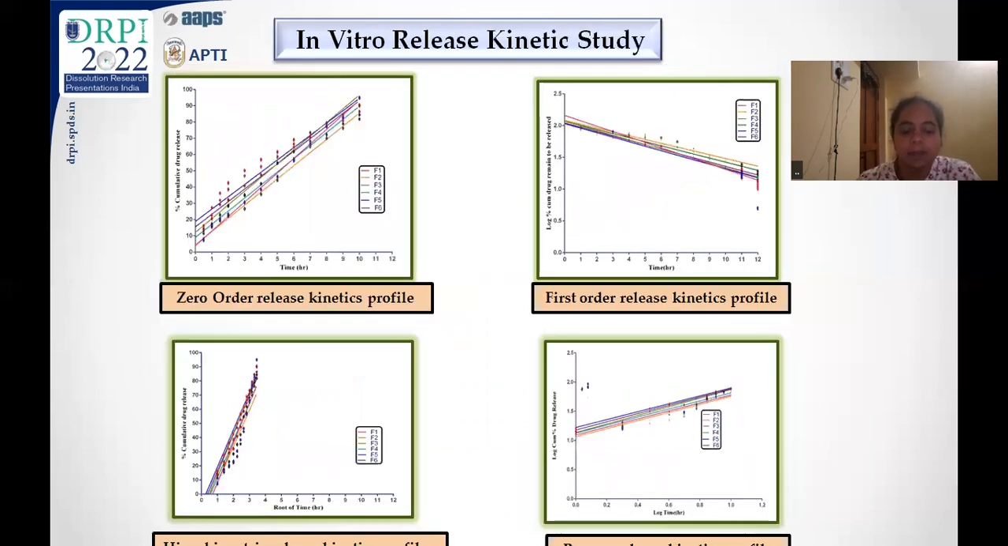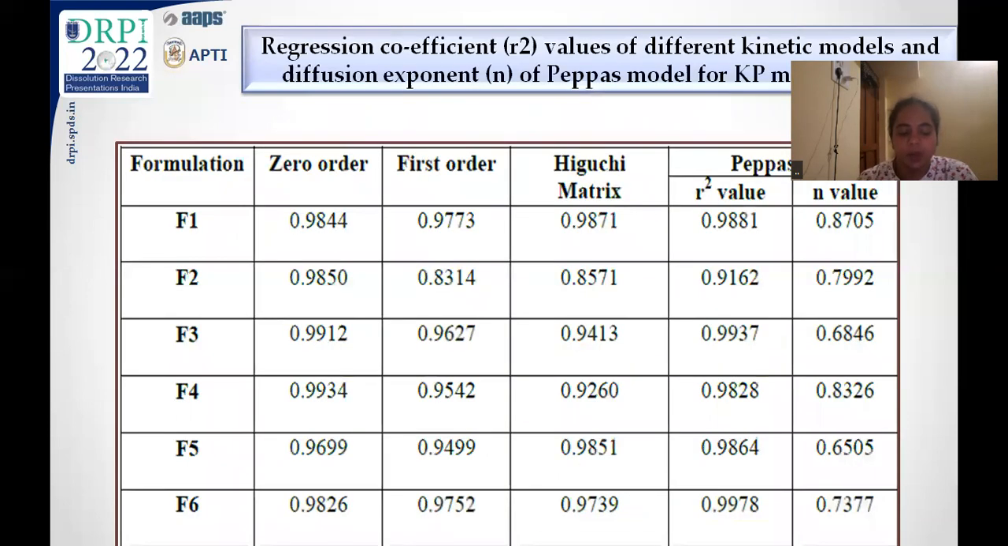To understand the mechanism of drug release, various kinetic models were studied like zero-order release kinetic, first-order release kinetic, Higuchi-matrix release kinetic, and Peppas release kinetic. Based on the kinetic release study and from the R-square value, it was found that all the formulations followed zero-order kinetic. From the Higuchi equation, it was found that the drug release followed the diffusion mechanism.